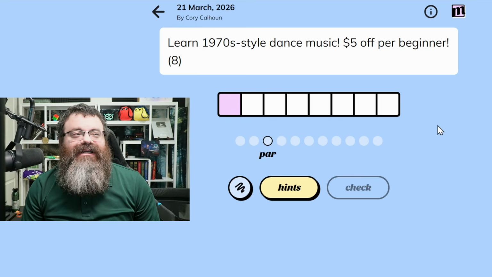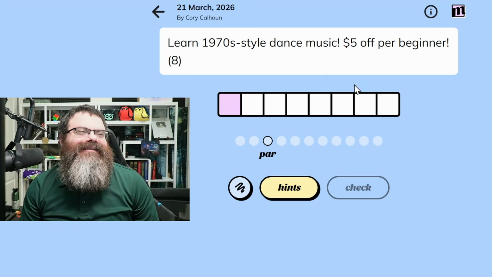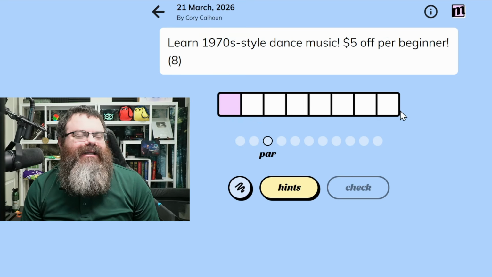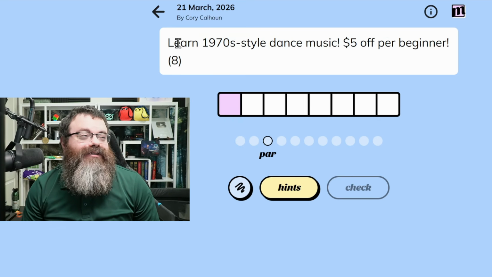Learn 1970s style dance music. $5 off per beginner. Sounds like an advertisement. All right, so we need an 8-letter word. We have to ignore punctuation and the surface reading. Learn 1970s style dance music. It's like disco. Hustle. $5 off per beginner.